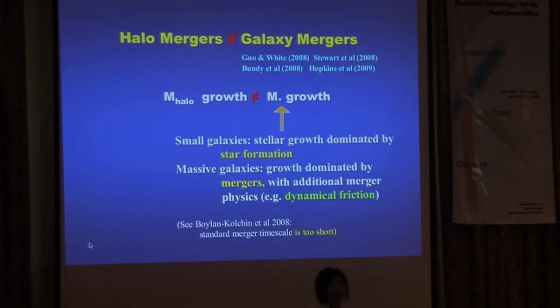And baryon physics, of course, comes in. So for small galaxies, star formation obviously is critically important. Now for massive galaxies, the growth may be dominated by mergers, but then you need to worry about when two dark matter halos merge, how their baryonic component will merge.